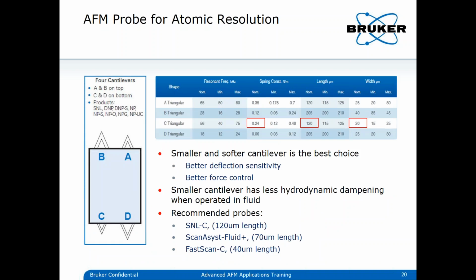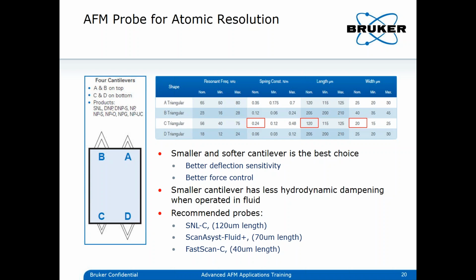So which are the probes for atomic resolution? Here you can see the SNL probe, for instance, where you have the A, B, C, and D cantilevers, and as before, small and soft is the best choice for the cantilever. It has the better deflection sensitivity because they deflect more, and you have better force control, so they are not so stiff. You're not destroying the surface so easily. And in addition, it has less hydrodynamic damping when it's operated in fluid.